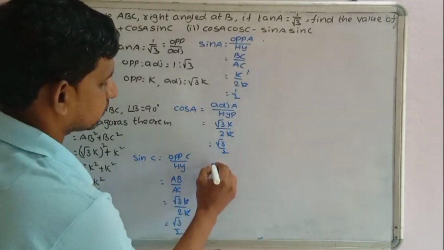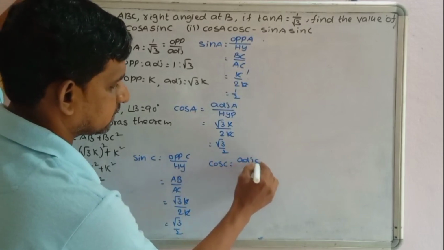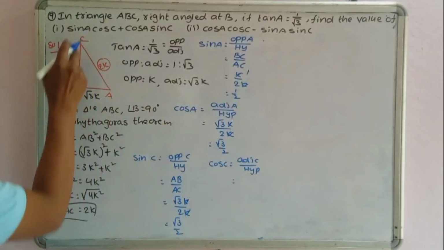Next, cos C. Cos C means adjacent to C by hypotenuse. So adjacent to C is BC.